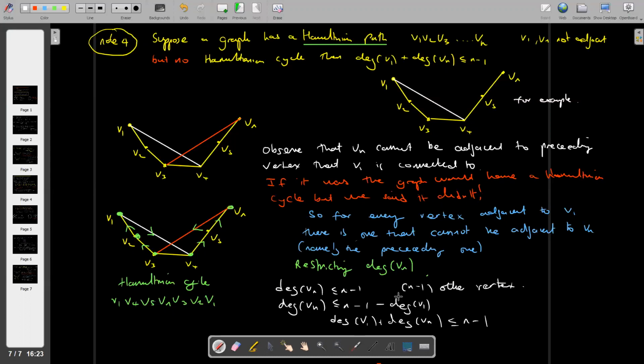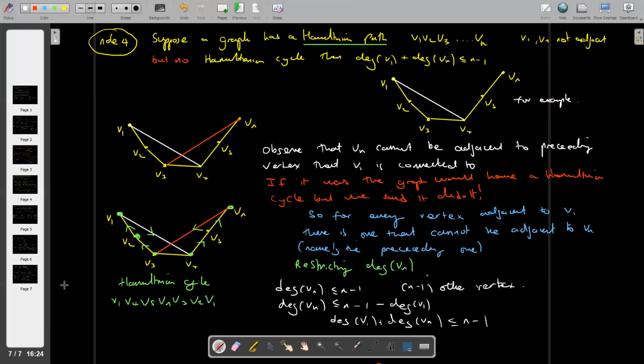V1 and Vn are not adjacent, otherwise there would be a cycle, so that knocks off an edge. Vn cannot be connected to V1. We also know that it can't be connected to the preceding vertex to one that V1 is connected to, so it's this value subtracted by all the ones that are connected to V1. For every one of these, there's one that Vn is not connected to. Rearranging that gives this. You probably need to watch this a few times. It certainly took me a few times to get my head around it. Maybe not so for you, but anyway, let's move on with the final part of the proof now.